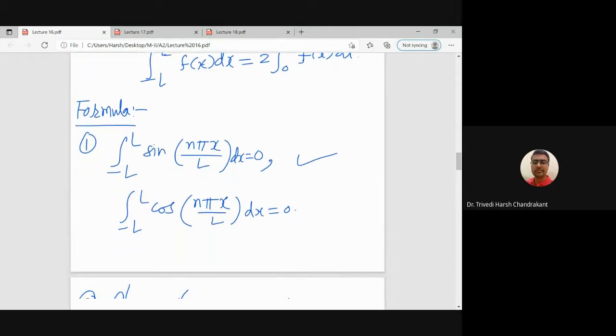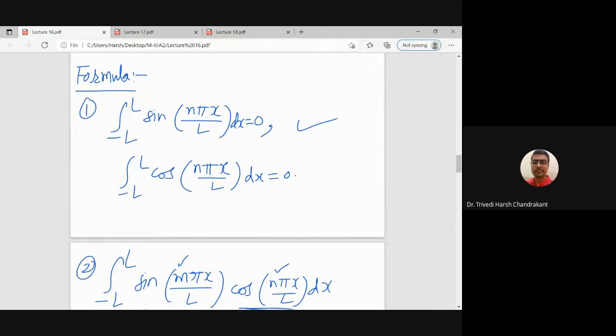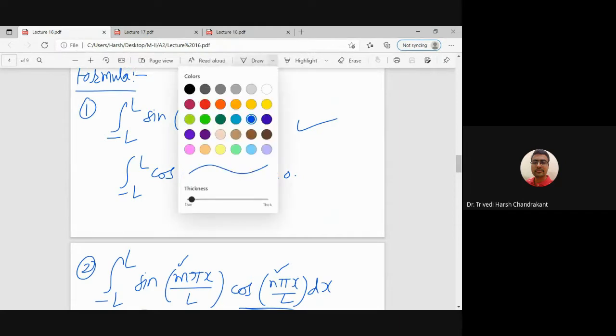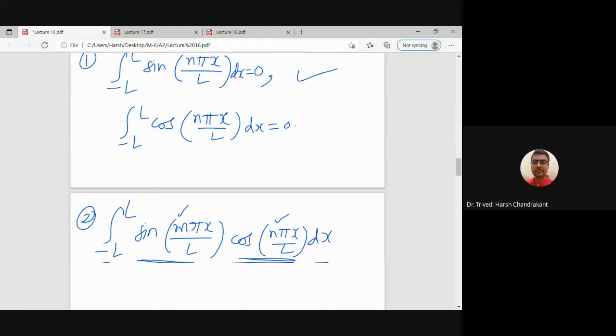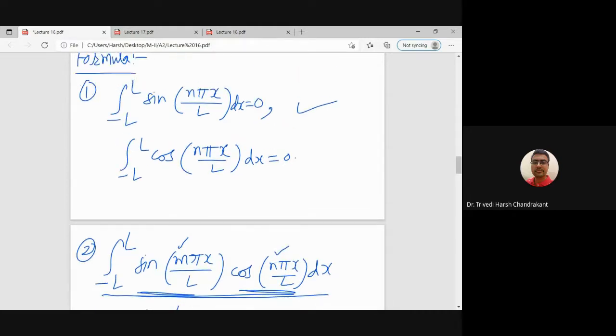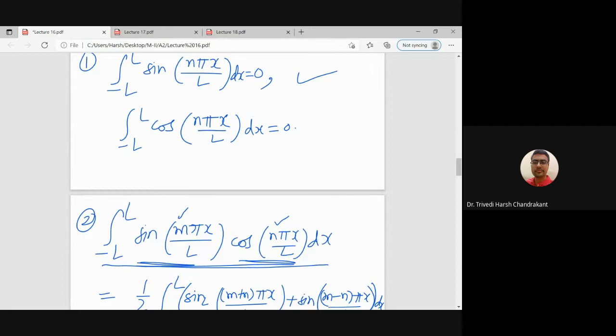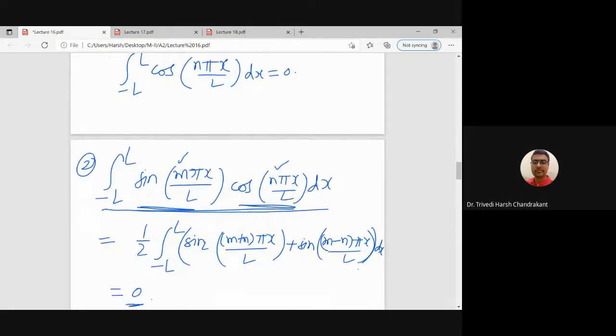The same way we studied properties of sine and cosine functions. In all of these formulas, the important thing is that the interval over which we are integrating is symmetrical. It is from minus L to L, right? Where L is some positive number. So the sine integral is 0, the cosine integral is 0.